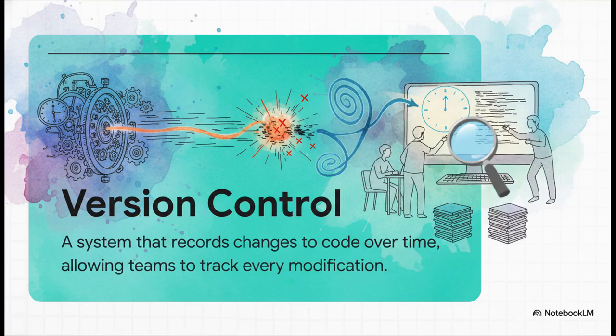The best way to think of it is as a time machine for your code. It records every single change, who made it, and when. So if a new update suddenly breaks everything, you can instantly just go back in time to the last working version. It is the thing that prevents total chaos.